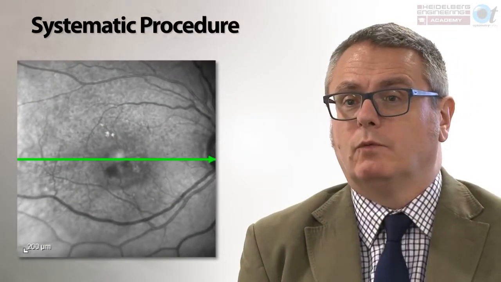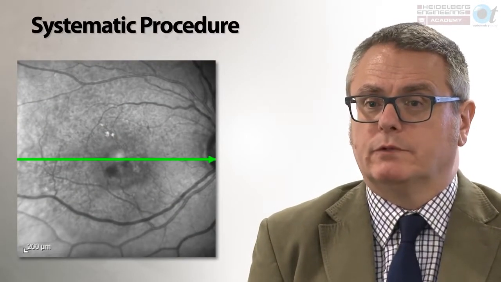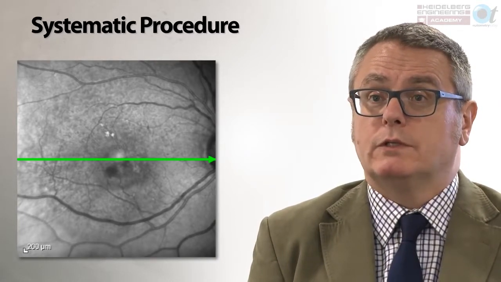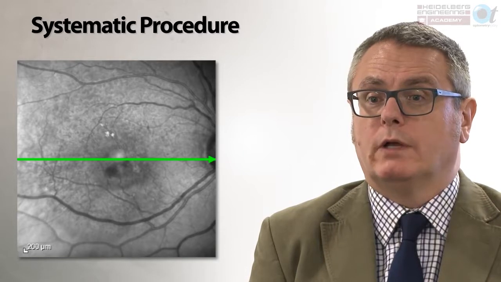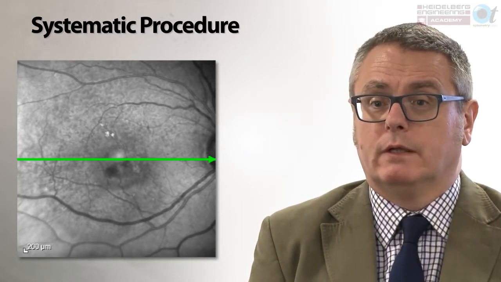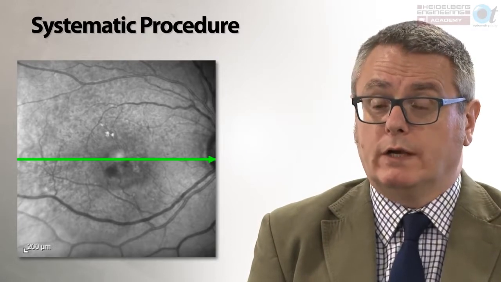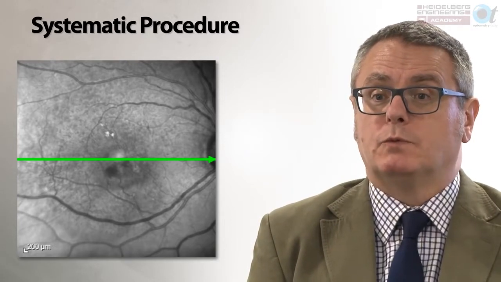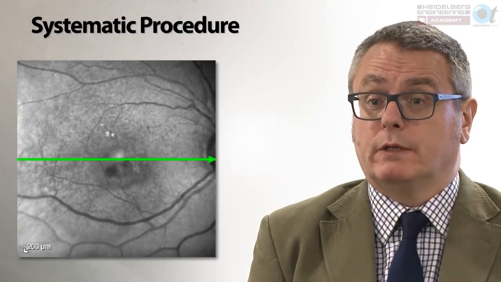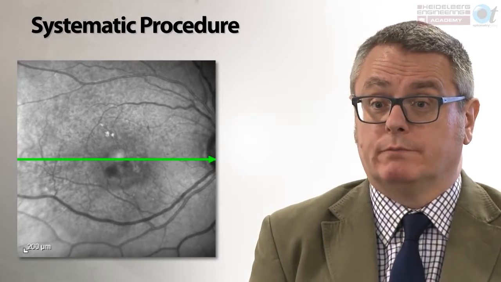Once again, we're going to apply a systematic procedure. So start out by looking at the infrared reflectance image. What evidence can we see there that would support our understanding of what we might be visualizing in the OCT cross-section? Most obvious and striking feature is an area of dense absorption of the infrared light. This is likely to be caused by subretinal fluid or hemorrhage.